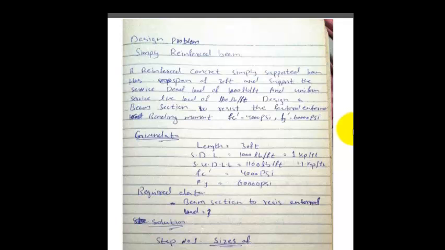Today our topic is about how to design a simply supported beam. The question is: a reinforced concrete simply supported beam has a span of 30 feet and supports a service dead load of 1000 lb per feet and a uniform service live load of 1100 lb per feet. Design the beam section to resist the factored external bending moment, where f'c is equal to 4000 psi and fy is equal to 60,000 psi.